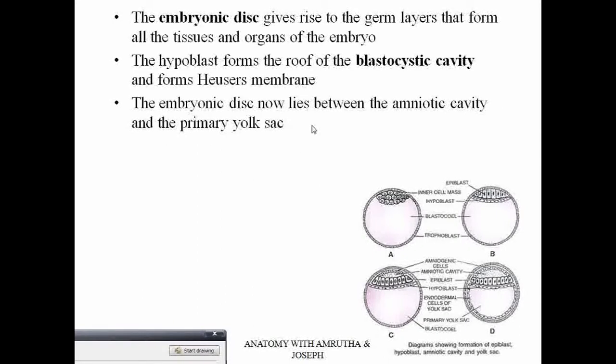The embryonic disc now lies between the amniotic cavity and the primary yolk sac. Now, because of Heuser's membrane here, a cavity appears in this area, and that is called the primary yolk sac. Now we have the primary yolk sac, the amniotic cavity, and the embryonic disc. The bilaminar embryonic disc is between the amniotic cavity and the yolk sac.